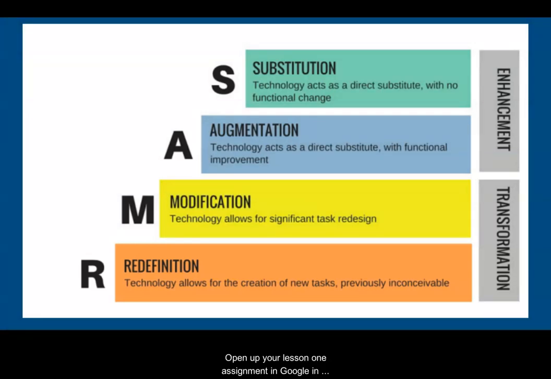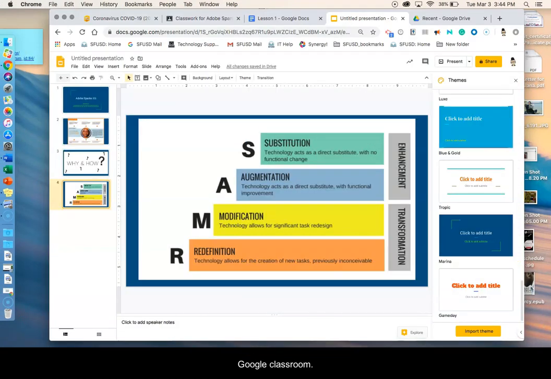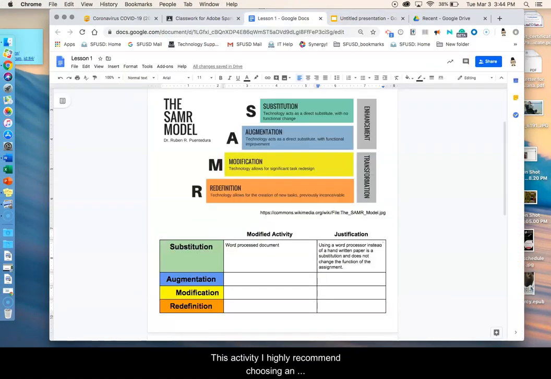Open up your Lesson 1 assignment in Google Classroom. For this activity, I highly recommend choosing an activity that reflects your current teaching practice. The choices are, number 1, taking a quiz by writing the answers on a piece of paper. Number 2, labeling a map on a piece of paper with the correct names of states. And number 3, a science report. Feel free to write your own traditional assignments if you have the desire.